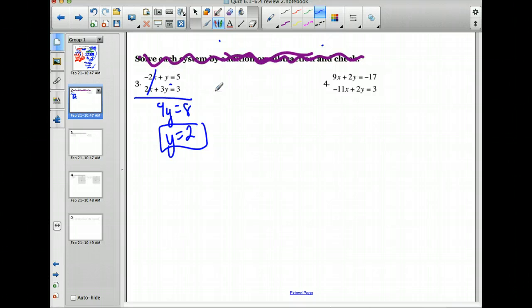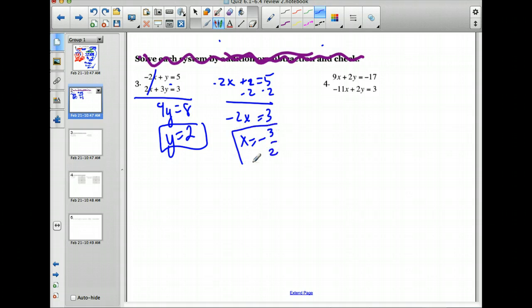This one looks a little easier. So negative 2x plus the y value, which is 2, equals 5. So minus 2 from both sides, and we get negative 2x equals 3. So we have x equals negative 3 over 2, because we divide both sides by negative 2.